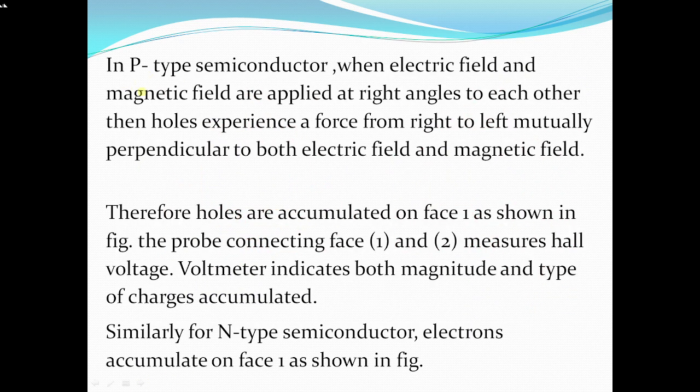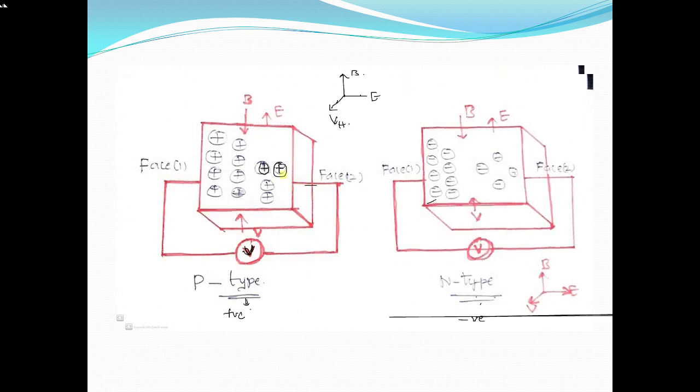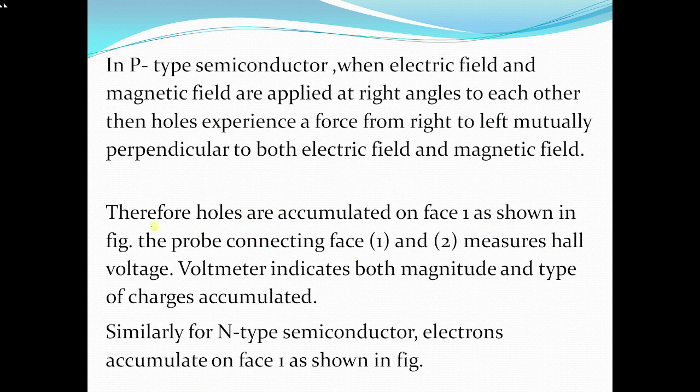So in a P-type semiconductor, when electric field and magnetic field are applied at right angles to each other, the holes experience a force from right to left, that is mutually perpendicular to both electric field and magnetic field. They are moving from right to left. So the holes are accumulated on phase 1. The probes connected from phase 1 to phase 2 measure the Hall voltage. If the voltmeter indicates positive deflection, then it is a P-type semiconductor.